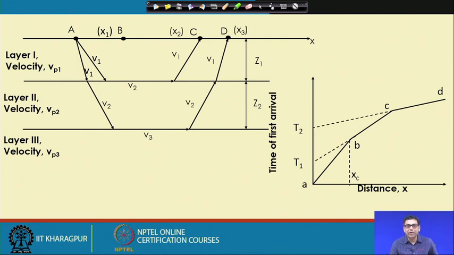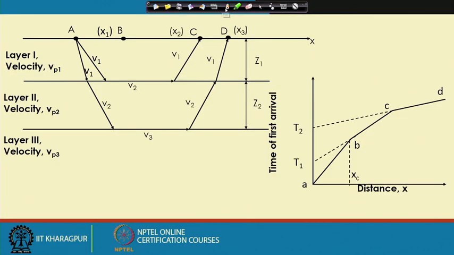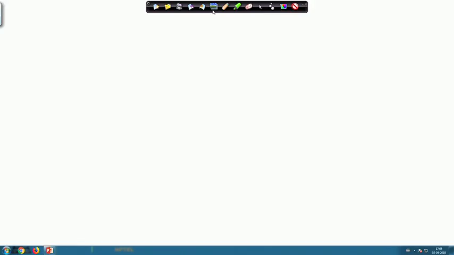Now, how will we get the properties of different soil layers? Another advantage here is that we can determine the thickness of different layers and the velocity of the different layers. So, let us again derive the equations to see how we determine the properties.